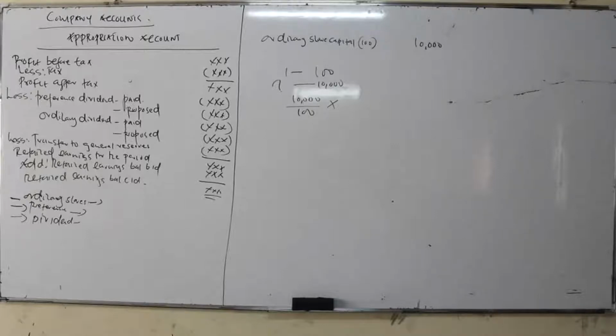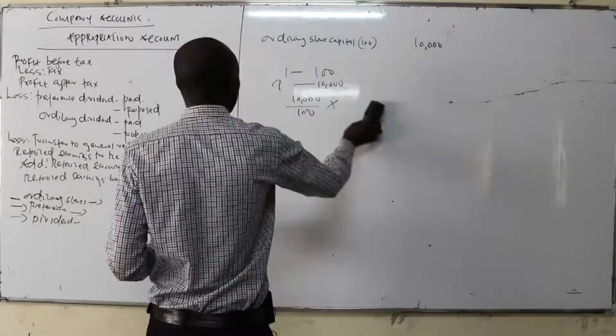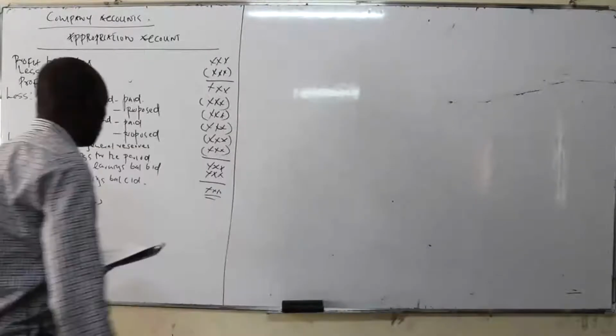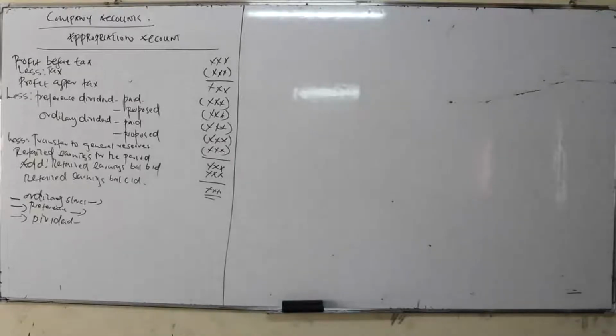Let us look at a question, May 2017, sorry. We're looking at a question on company accounts. Is it May 2017? Sorry, November 2017, question number 4. So we want to look at the example, November 2017, question number 4.